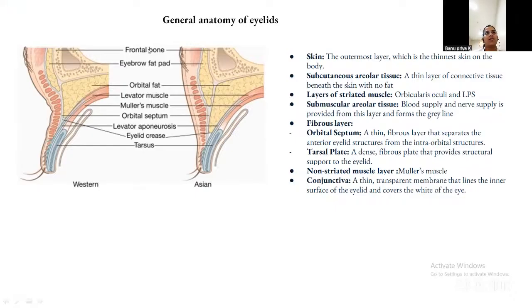So we'll go with the conjunctivitis first. Can you go to the fourth slide?